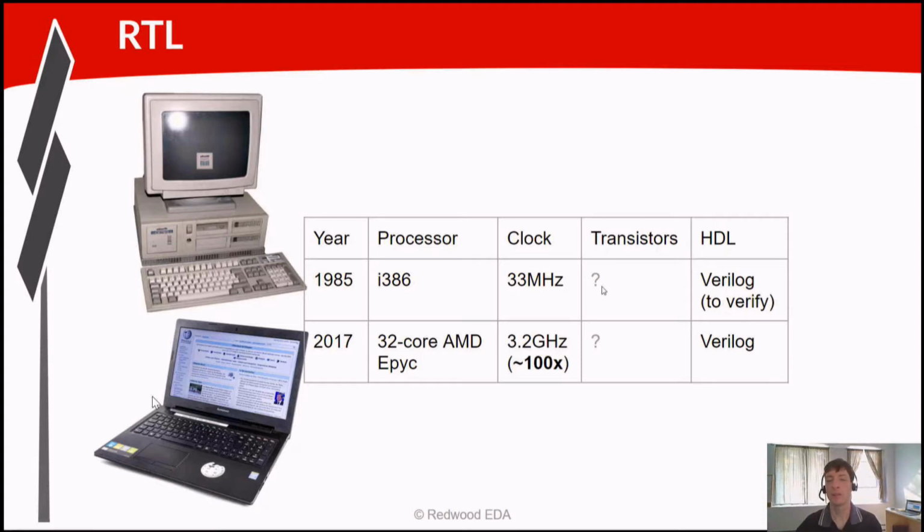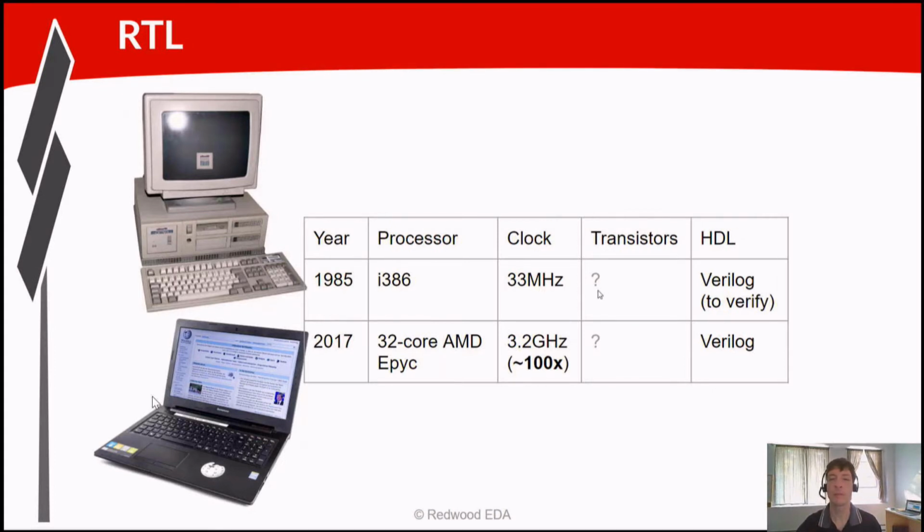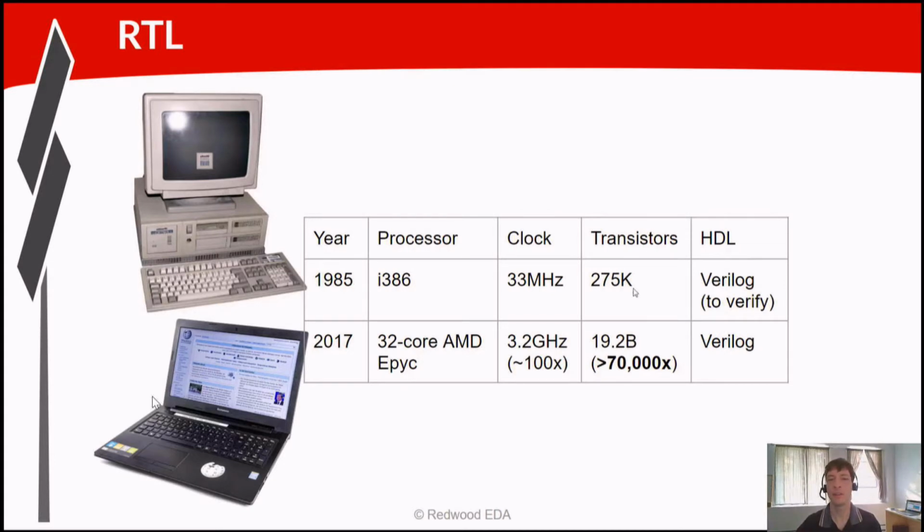Transistor counts. Think about what you think the delta is between 1985 and 2017. Was anybody thinking 70,000x? Right, so think about these numbers. In 1985, we fit 275,000 transistors. That means probably about 70,000 logic gates, in fact.